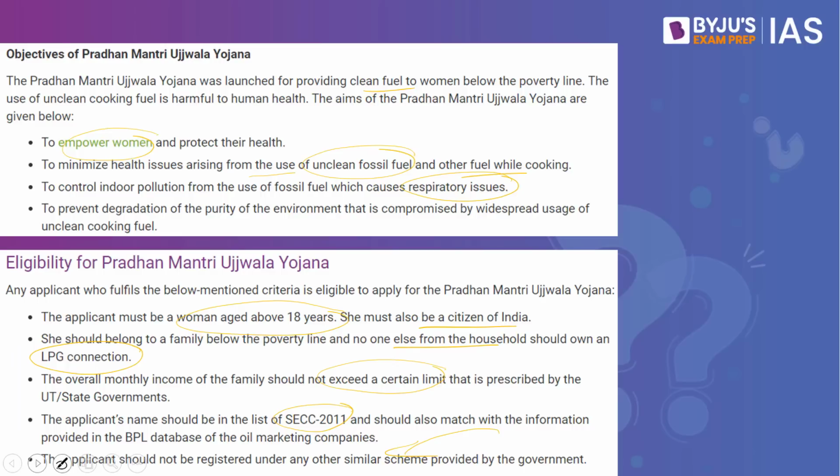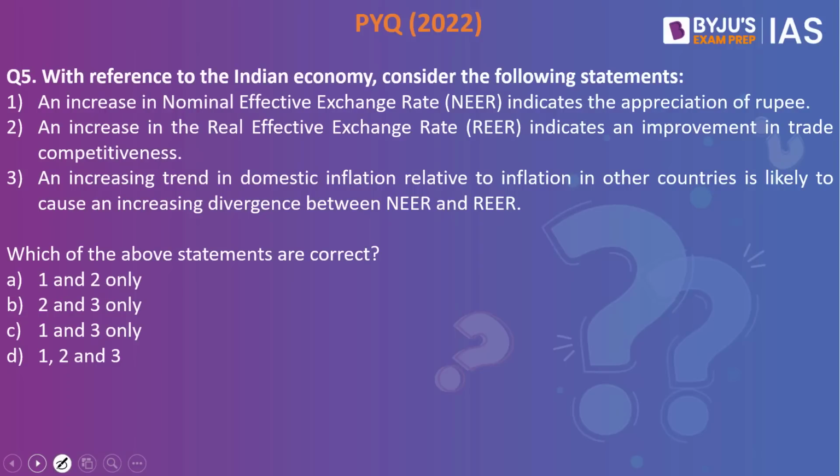Now let's look into the next practice question. With reference to the Indian economy, consider the following statements. An increase in nominal effective exchange rate indicates the appreciation of rupee. An increase in the real effective exchange rate indicates an improvement in the trade competitiveness. An increasing trend in domestic inflation relative to inflation in other countries is likely to cause an increasing divergence between the NEER and the REER. Which of the statements are correct? The answer to this is 1 and 3 only.